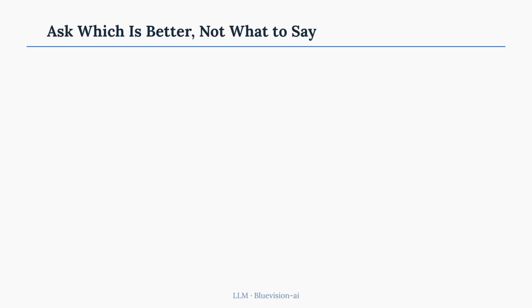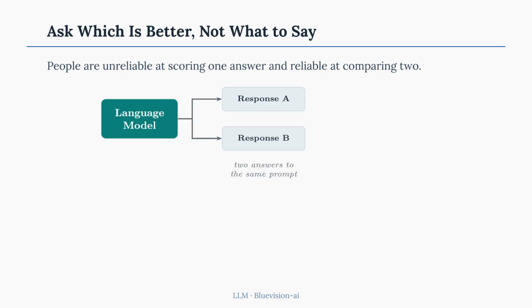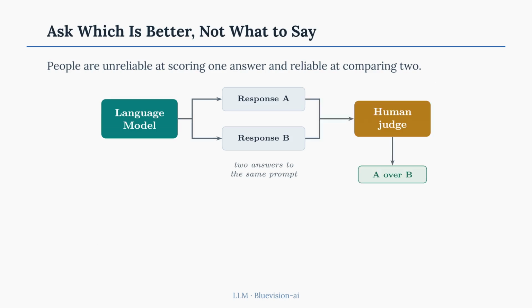Okay, so we need rankings. Who gives us those? Here's a fact about people that this whole field is built on. Ask somebody to score an answer out of 10, and you get noise. Their 7s drift, and my 7 isn't your 7. Ask them which of 2 answers is better, and they're remarkably consistent. So you set it up like this. Same prompt, sample the model twice, get 2 different answers out. A person reads both and says A over B. That's all they have to do. No score, no writing, just a choice.